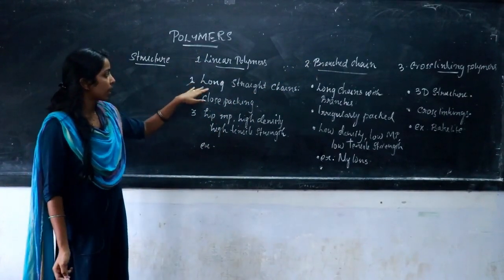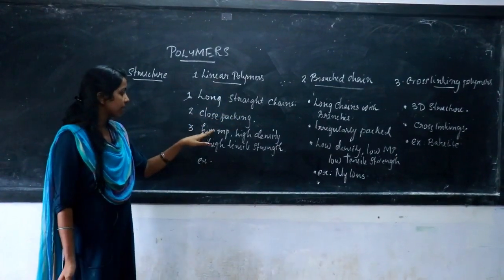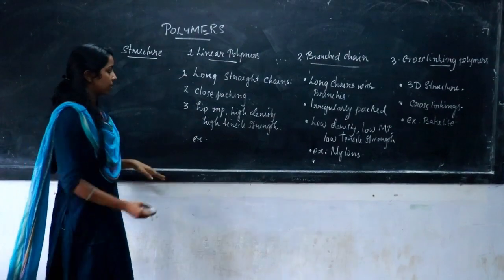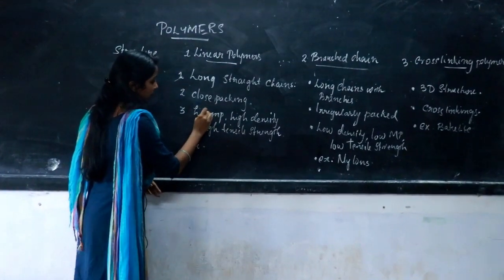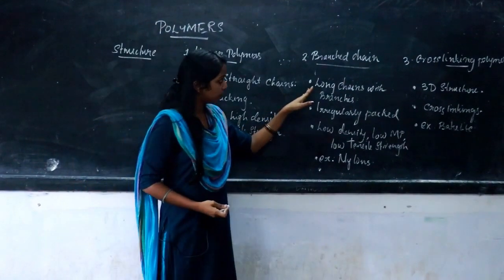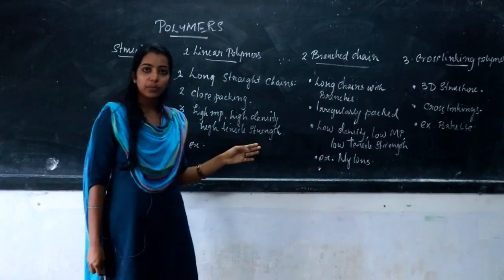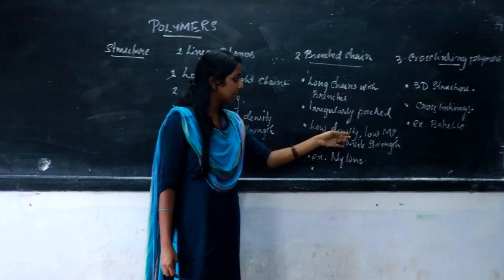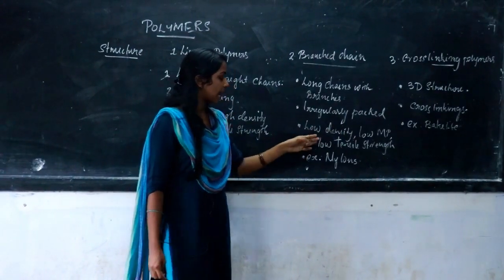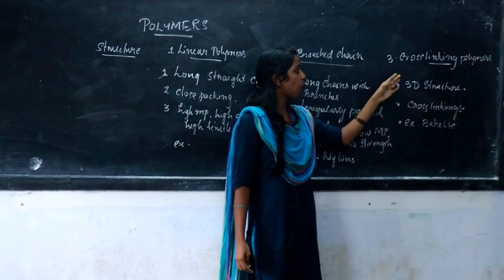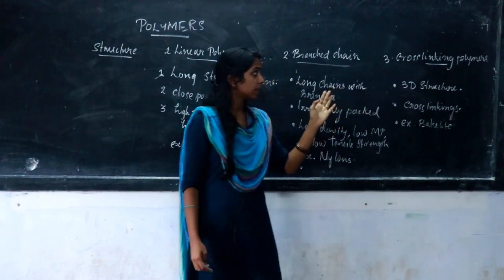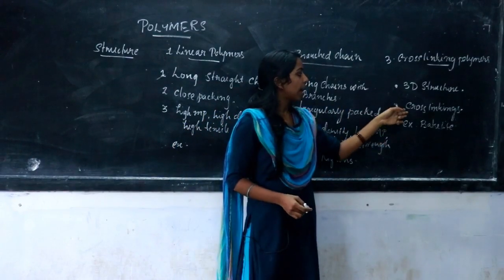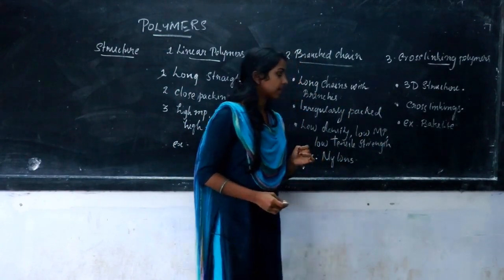Linear polymers are long straight chains with close packing, and they have high melting point, high density, high tensile strength. Whereas branched chain polymers are long chains with branches, irregularly packed, with low density, low melting point, and low tensile strength. Example, nylons. And cross-linking polymers are those in which monomers link together to form a 3D structure, and they have a large number of cross-linkings. Example, bakelite.